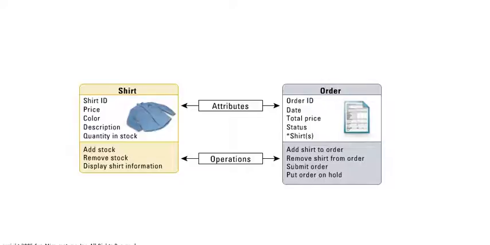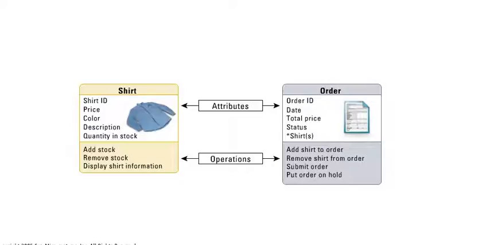Once the user's done filling out the order and adding shirts to it, they'll need to be able to submit the order for processing. And also, if we find out that there aren't enough quantity of a shirt that they want in stock, we'll need to be able to put that order on hold. So those are the operations for our two objects. Now you need to identify the attributes and the operations for each of the objects.